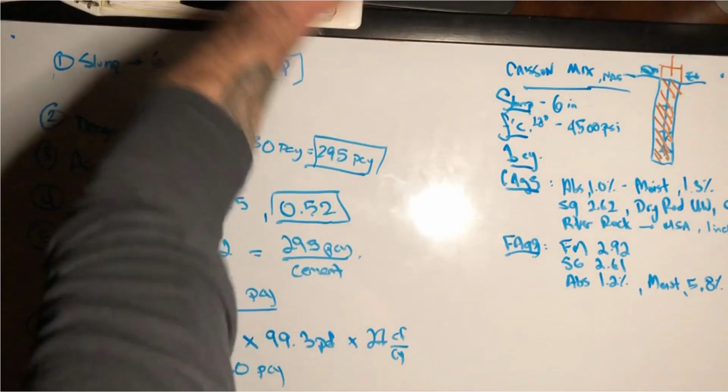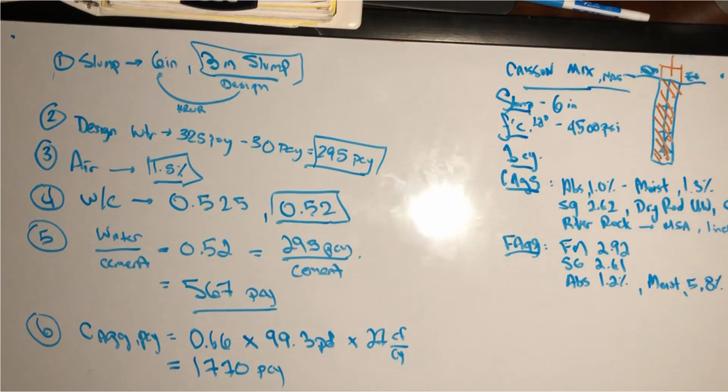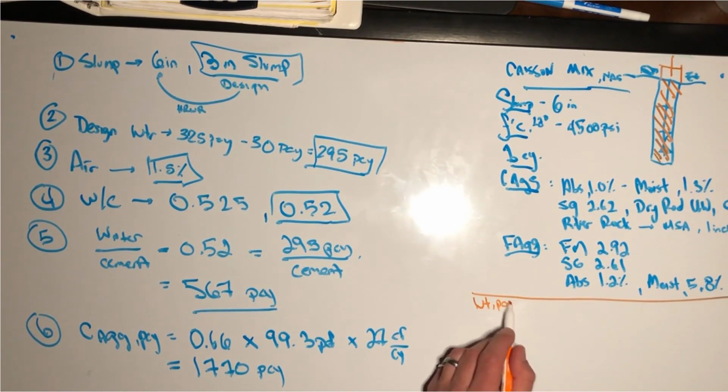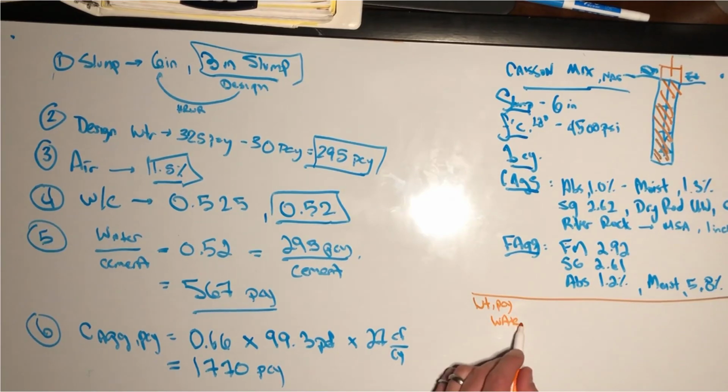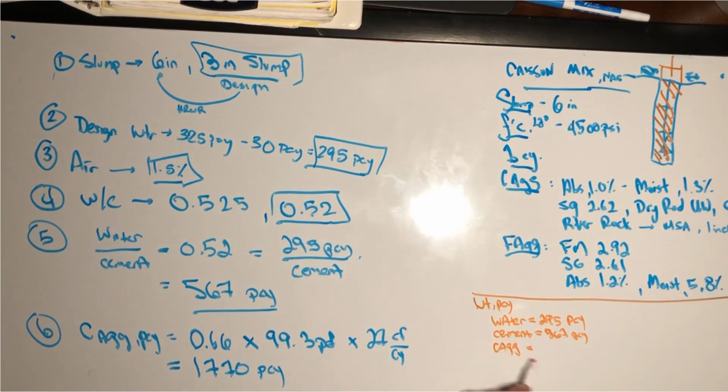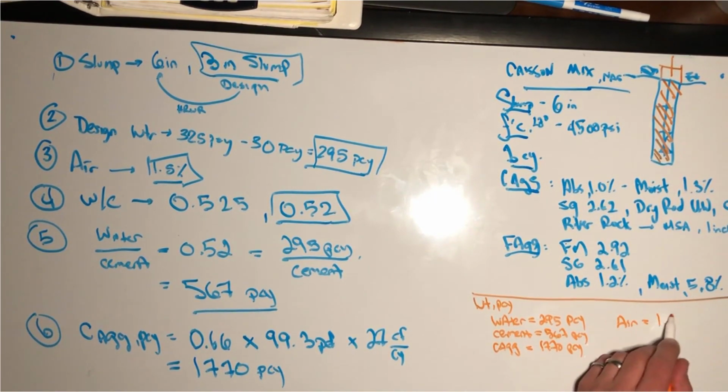So what I'm going to do to keep track of all of that, I'm going to put another little box over here. I'm going to say weight in pounds per cubic yard, and we've got our water, which is equal to 295, our cement, which is equal to 567 pounds per cubic yard. Our coarse ag is equal to 770 pounds per cubic yard, and then our air content is equal to 1.5%.